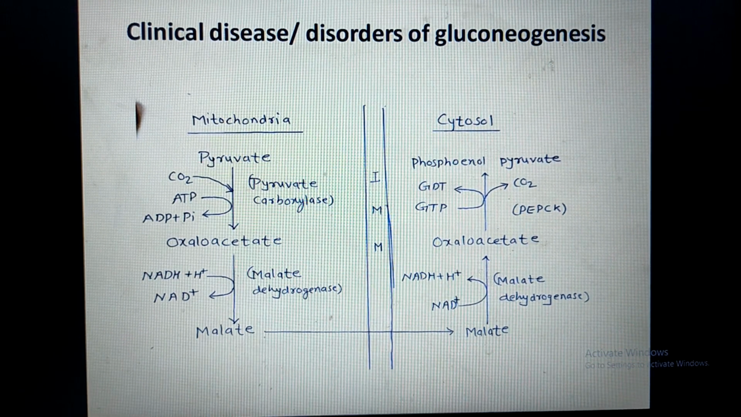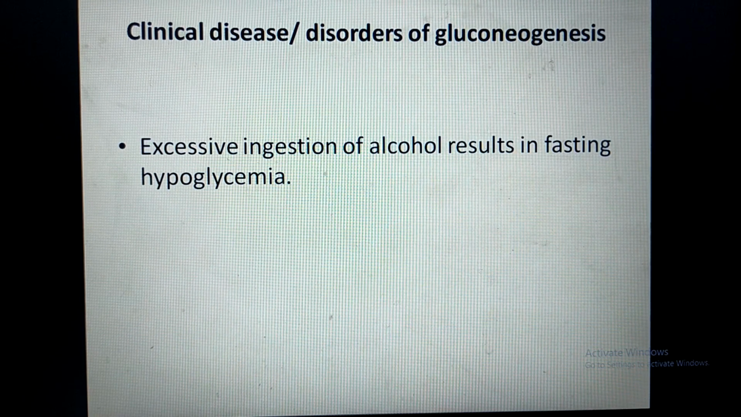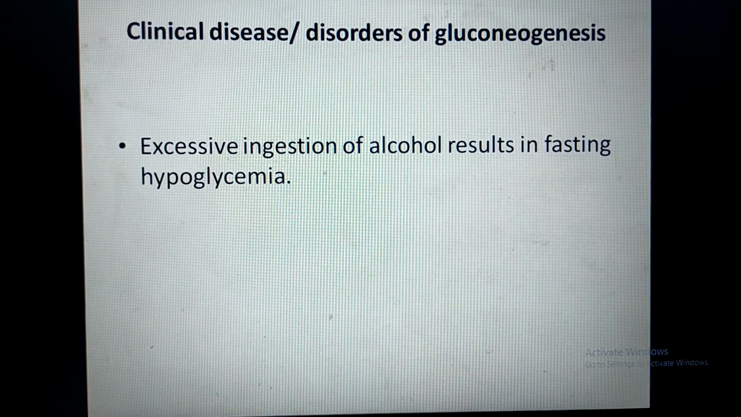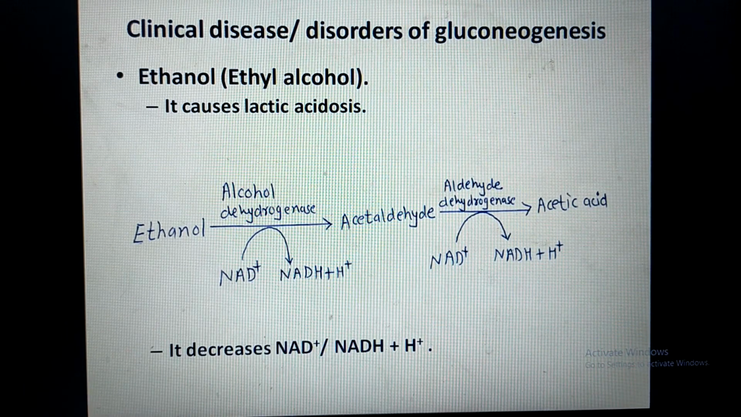So this is the mechanism of hypoglycemia in alcoholic patients. It is a very common condition and the patient presents with coma or semi-coma. The second clinical condition related to alcohol is that ethanol causes lactic acidosis. The mechanism is the same. When ethanol is metabolized in the cytoplasmic compartment of the cell, two NAD molecules are utilized and there is deficiency of NAD molecules.